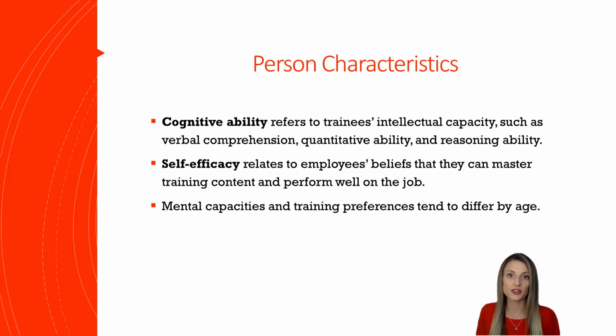Another person characteristic worth mentioning is age. One, some mental capabilities do decline with age. Two, generational cohorts tend to differ in terms of their preferences for the learning environment. Traditionalists, for example, prefer a stable learning environment, whereas Gen Xers prefer a more self-directed approach.